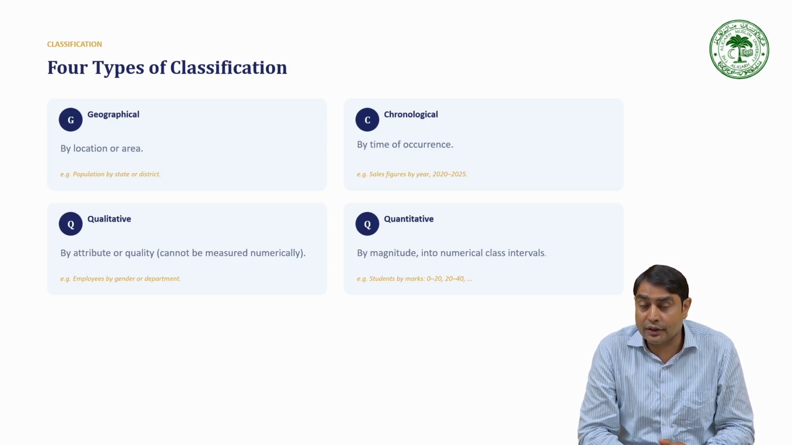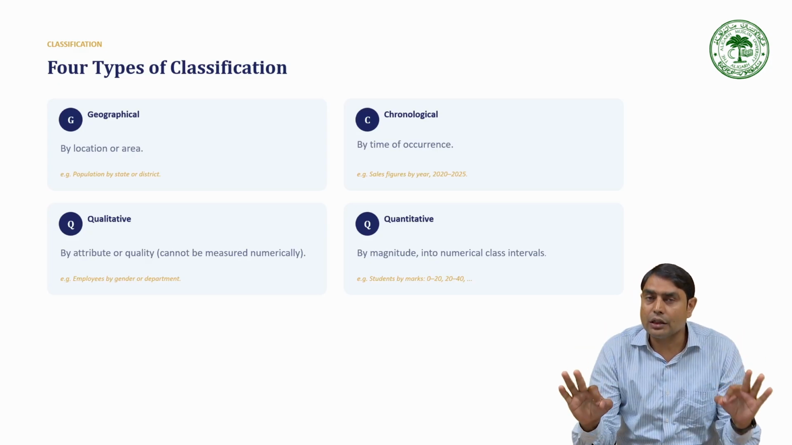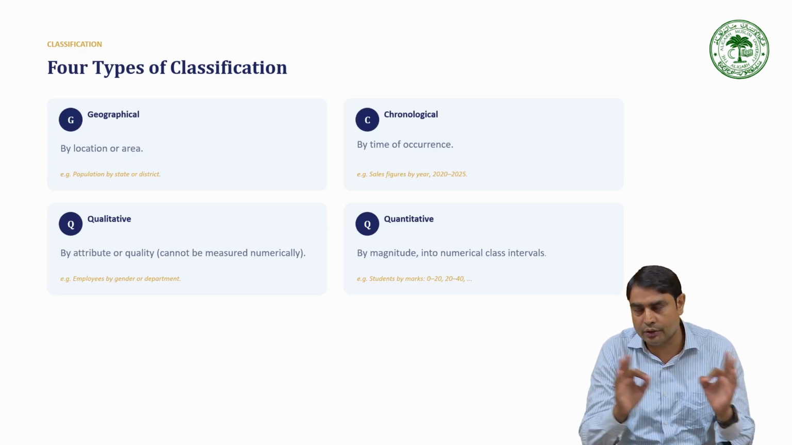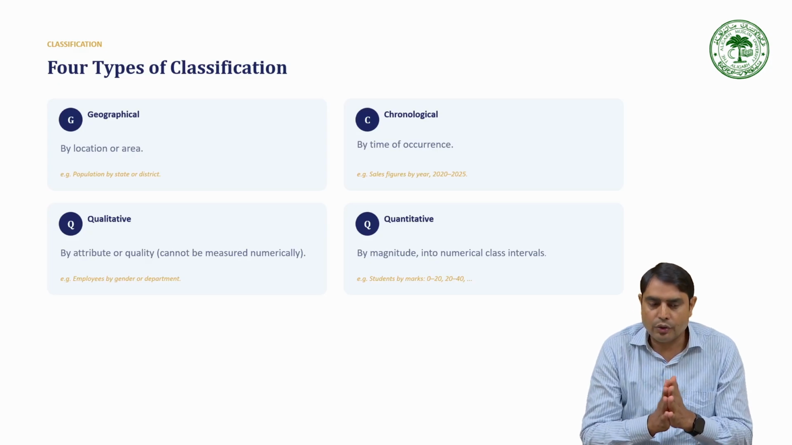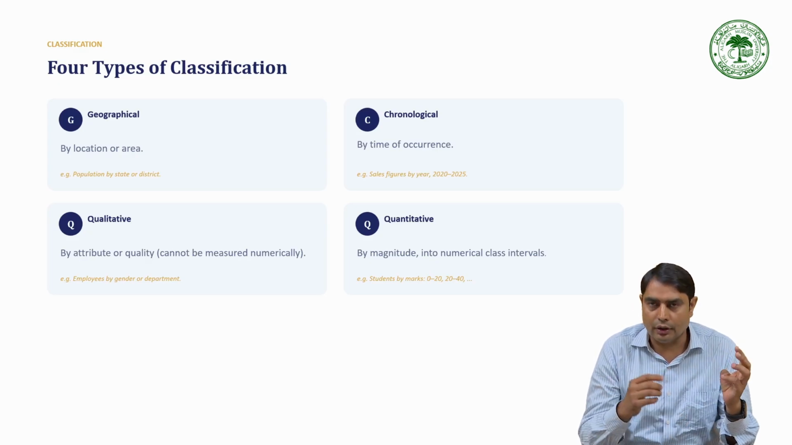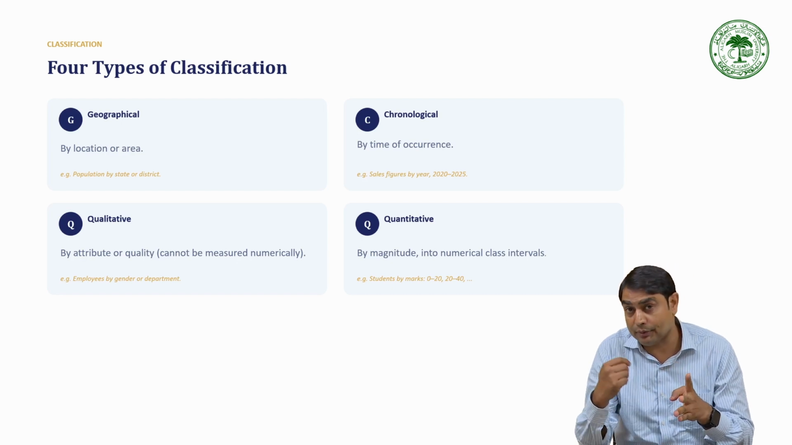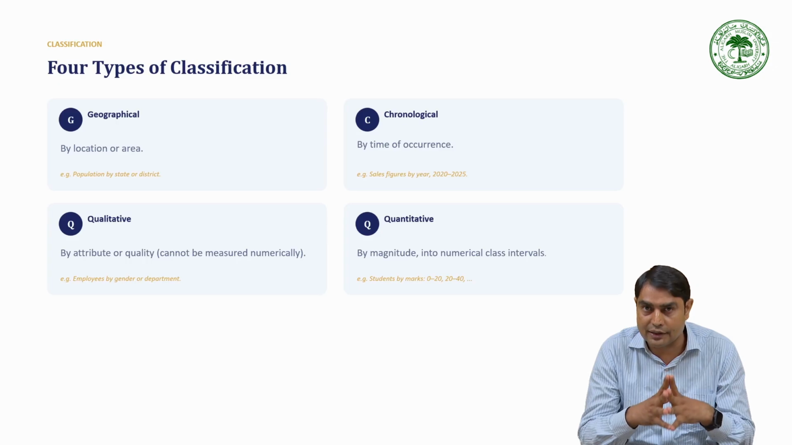Quantitative classification is when we classify the data on the basis of magnitude, into numerical numbers. We are either creating frequencies or creating a range from 0 to 10, 10 to 20, 20 to 30, and so on. So we have different types of classification: sometimes on the basis of location, sometimes on the basis of time, sometimes on the basis of quality, and sometimes on the basis of class intervals.